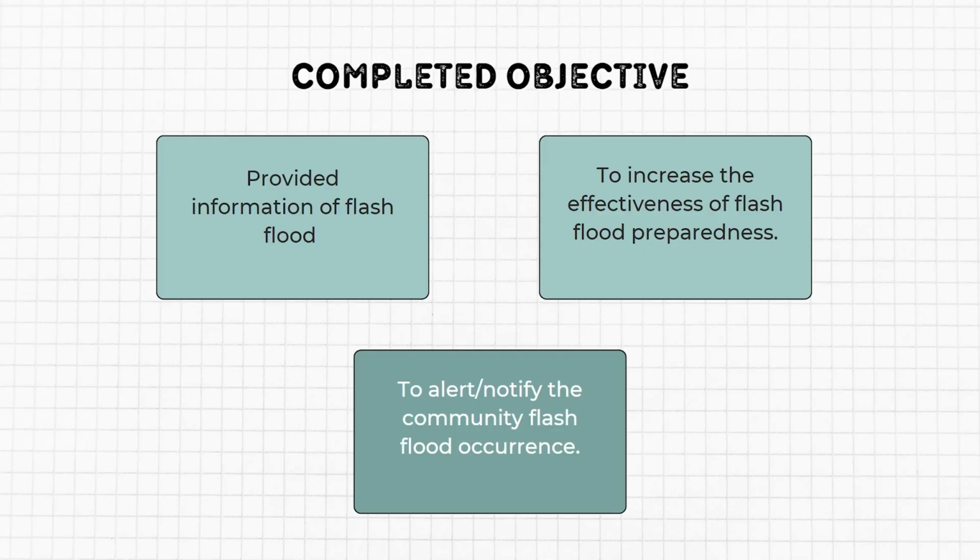Okay, for the completed system, we can mark the completed objectives that we gained overall, which are that we have provided information on flash floods, we have increased the effectiveness of flash flood preparedness, and we can also alert or notify the community of flash flood occurrence.